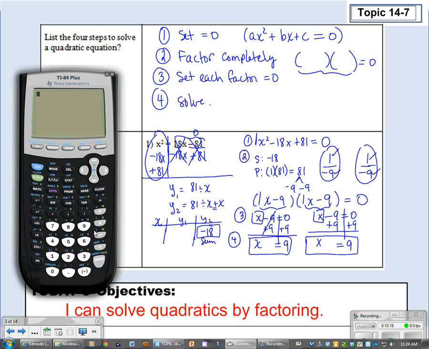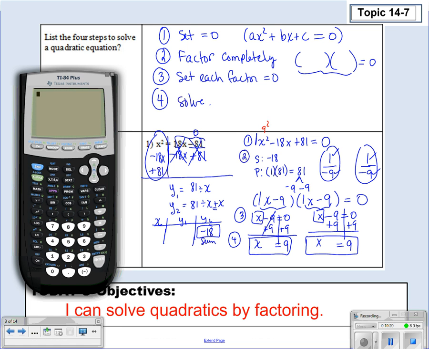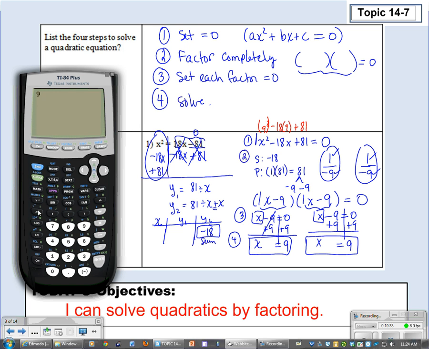So I'm going to show it to you on this one. This would be 9 squared minus 18 times 9 plus 81. I'm going to type that in my calculator and see if it comes out to be 0. So 9 squared minus 18 parentheses 9 plus 81, press enter, and we should get 0. Sure enough, it shows. When I plug in a 9, my equation comes out to be equal to 0. So that is a solution to the quadratic.